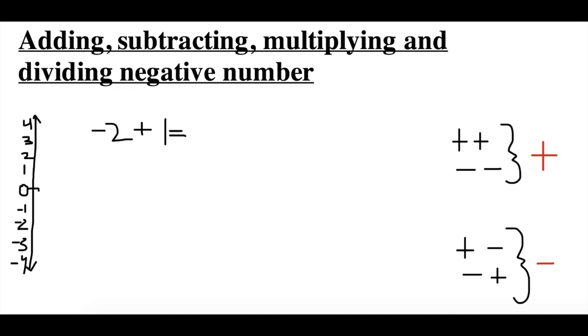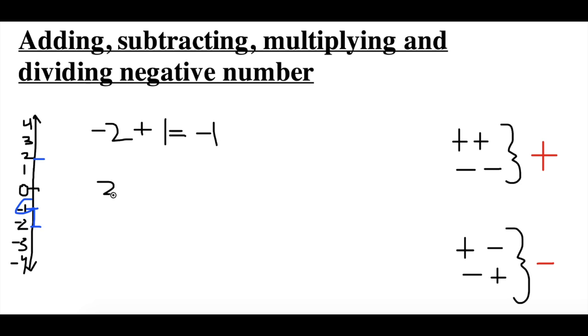So we have -2 plus 1. So -2 is here, and we move up one position, we add 1. So -2 plus 1 is -1. So this was an easy one.